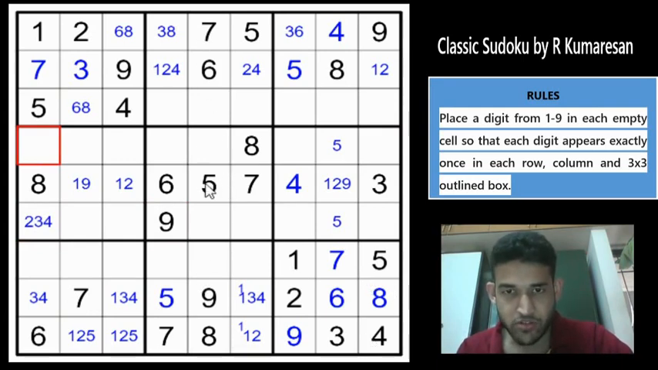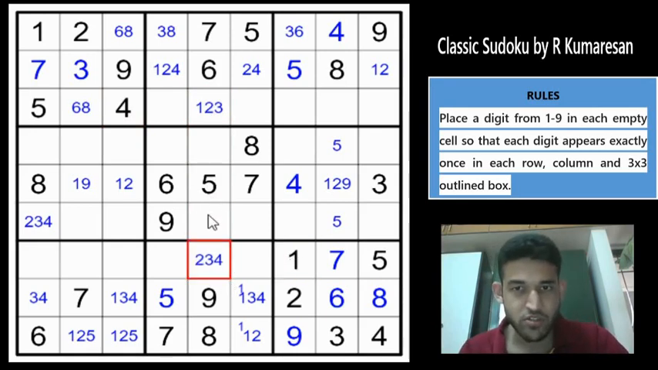So column 5 also has 4 candidates possible. Oh, this cell. 5, 6, 7, 8 and 9 are not possible. So this cell must be 1, 2, 3 or 4. But 4 is here. So this is 1, 2 and 3. And these cells are all, okay, this can't be 1. So this is 2, 3, 4. So you can have 1, 2, 3, 4 in both of these cells. So nothing there.